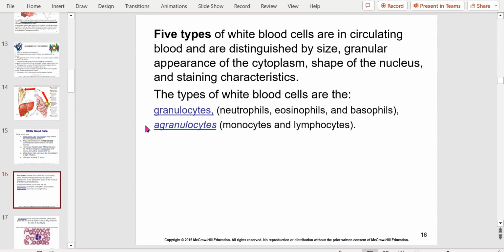There are 5 types of white blood cells that are circulating and are distinguished by size, granular appearance of the cytoplasm, shape of the nucleus, and staining characteristics. The types are granulocytes, which include neutrophils, eosinophils, and basophils. And then we have agranulocytes. These are monocytes and lymphocytes.